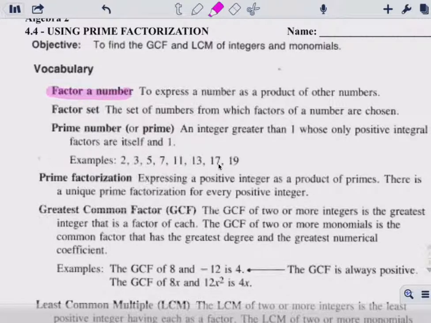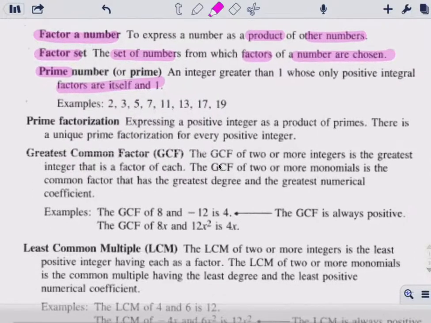To factor a number is to express a number as a product of other numbers. A factor set is the set of numbers from which factors of a number are chosen. A prime number's only factors are itself and 1. Prime factorization: we're going to express a positive integer as a product of primes. There is a unique prime factorization for every positive integer. In other words, for every integer, we can only factor it one way.